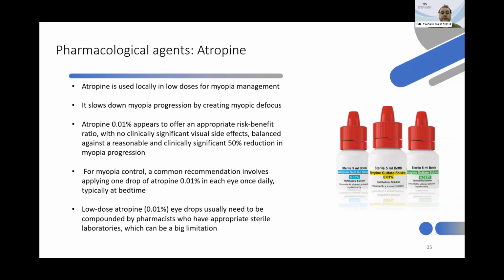By creating some myopic defocus, some other pathways as well. A common recommendation involves applying one drop of 0.01 in each eye once daily, typically at bedtime. Some studies have been mentioning that 0.05, no, 0.05 is recommended better. However, we need to remember, regardless, that these things need to be compounded by pharmacists if it's not readily available.